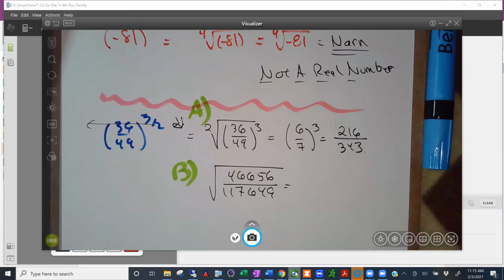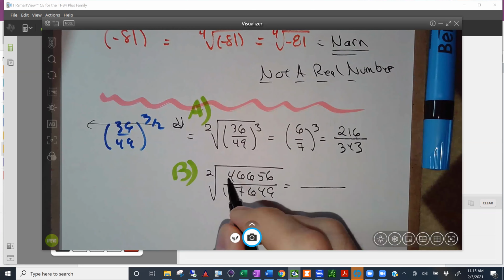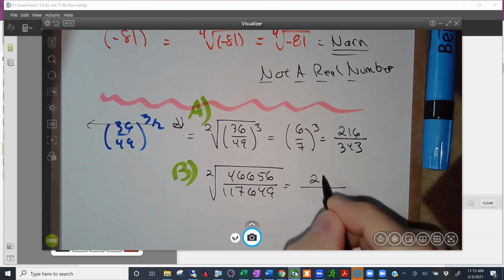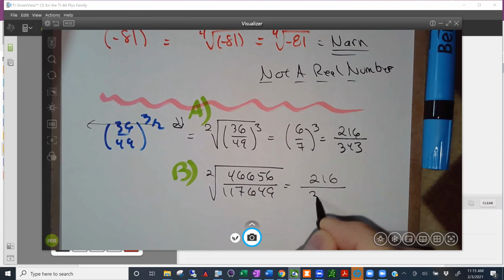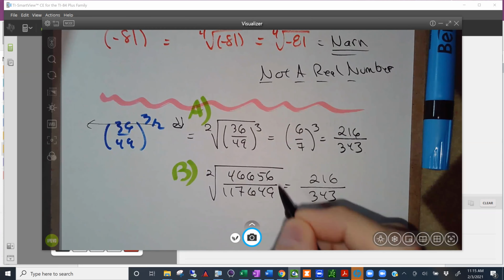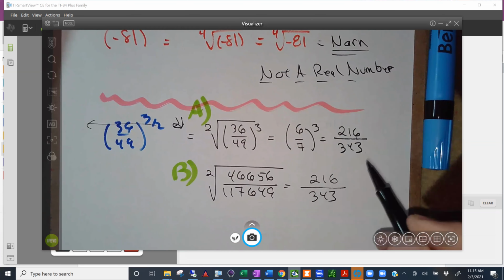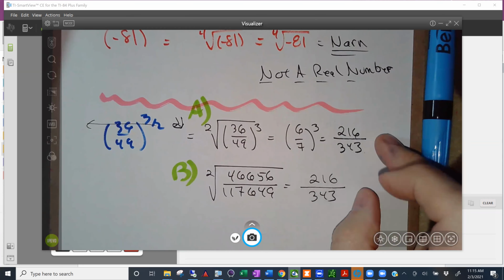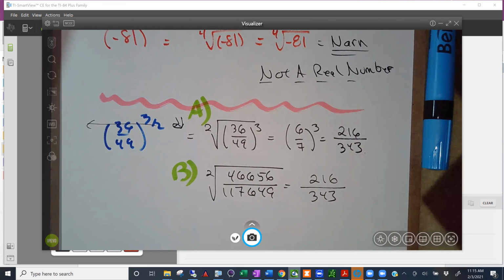Looking okay there. But now I want to take the square root of each of these, and that's going to be kind of a pain, but all you have to do is type it in. And guess what? You get 216 over 343 when you take the square root of the numerator, square root of the denominator. One of the questions in your homework is going to ask you to do it both ways. You're going to get the same number both times, but which way is easier? A or B?